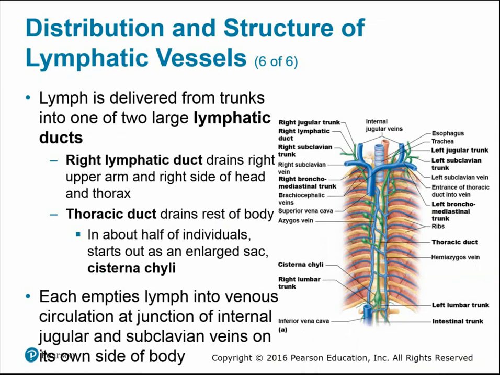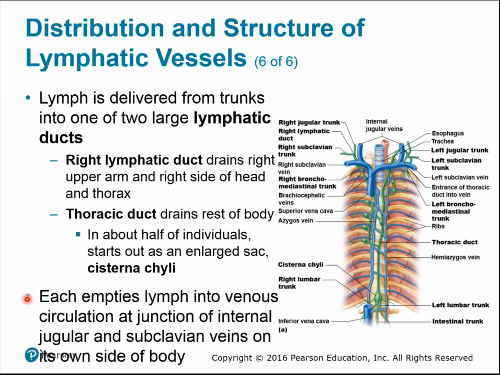The lymph fluid travels from the trunks into one of two large lymphatic ducts. The right lymphatic duct drains fluid from the right upper arm and right side of the head and thorax, so this general region here. The thoracic duct, a little bit lower, drains virtually the rest of the body's fluid, and in about half of individuals starts out as an enlarged sac called the cisterna chyli. This is just where it converges all this fluid and empties into that thoracic duct.